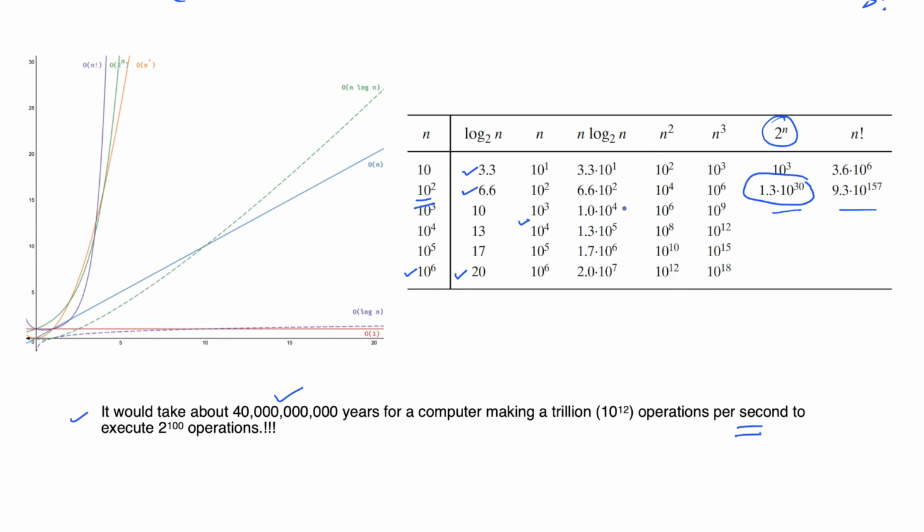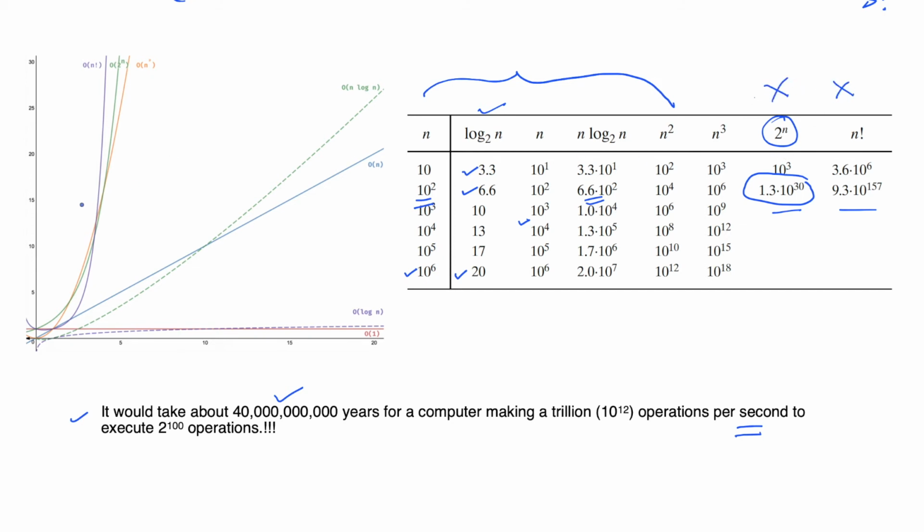So if you can come up with an algorithm which solves the same problem in terms of log n, then you can complete it in 6.6 time units, or if it is n log n, you can complete it in 6.6 into 100, or 660 time units. So if you want to complete an algorithm in a quite reasonable amount of time, then it is better to have an algorithm which completes the operation in this time complexity. It is better to avoid the time complexity of 2 raised to n or n factorial.